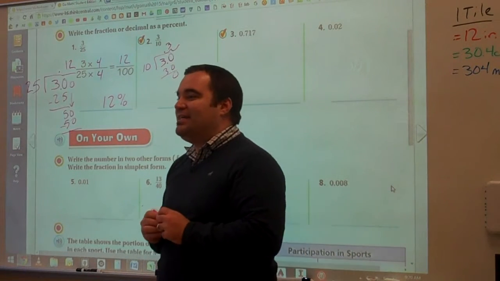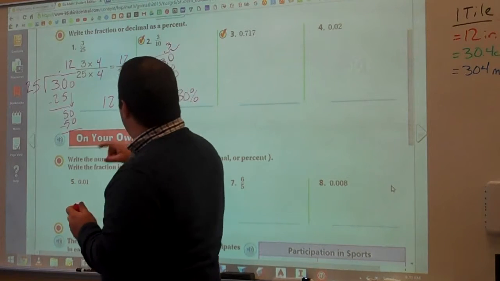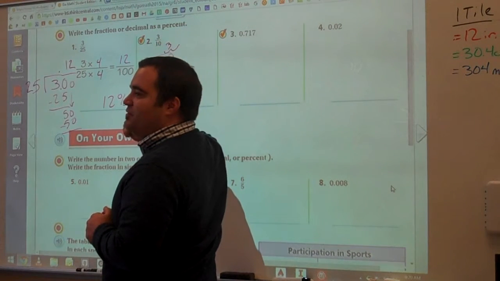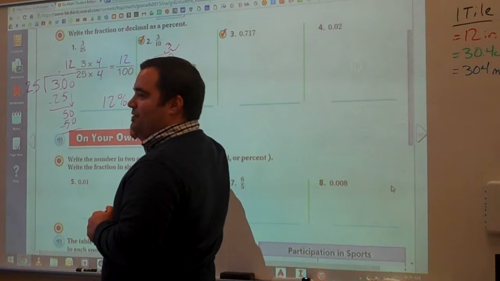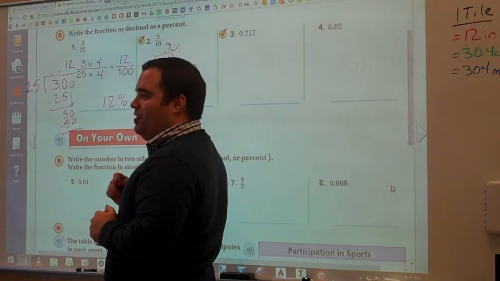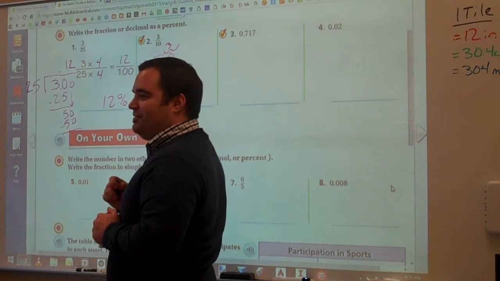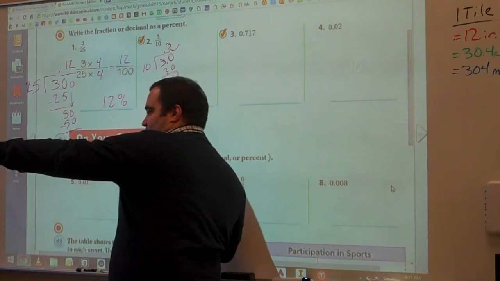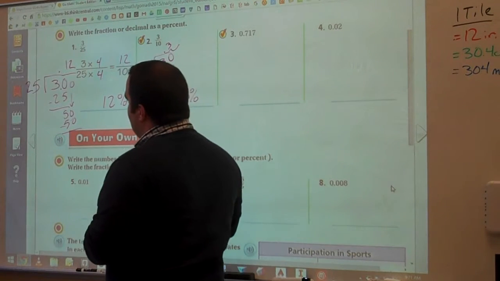Hey, shortcut. Anytime you have something over 10, 3 over 10, 30%. 6 over 10, 60%. 9 over 10, 90%. 1 over 10, 10%. Nice little pattern.